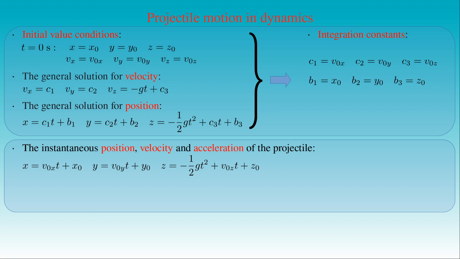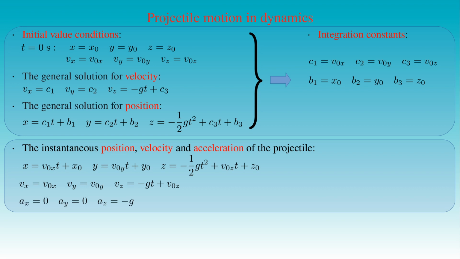The instantaneous velocity of the projectile is given by the following Cartesian coordinates as functions of time. Its x and y components are equal to the x and y components of its initial velocity v0, whereas its z-component is given by minus the magnitude of the gravitational acceleration g times the time t, plus the z-component of its initial velocity v0. Finally, the Cartesian components of the acceleration of the projectile are simply 0, 0 and minus the magnitude of the gravitational acceleration g, respectively.